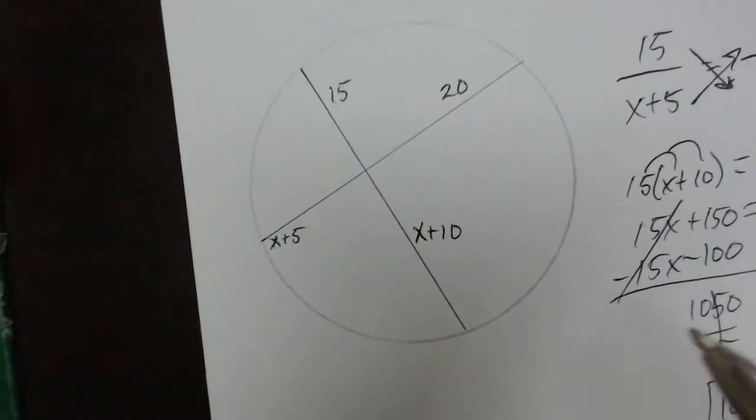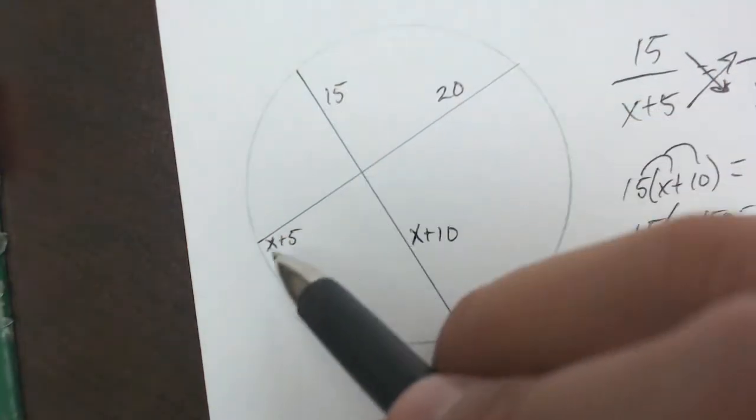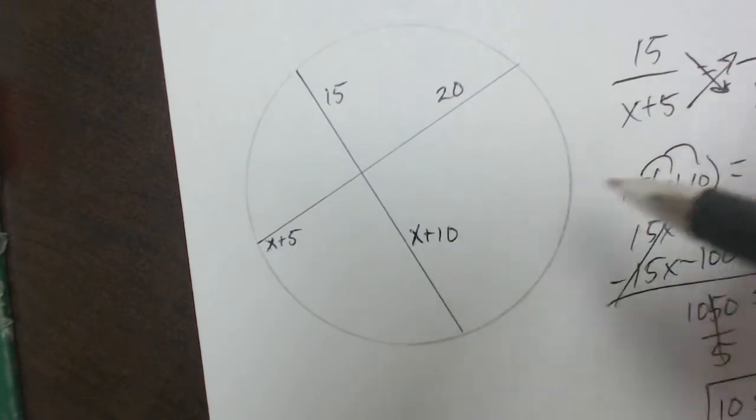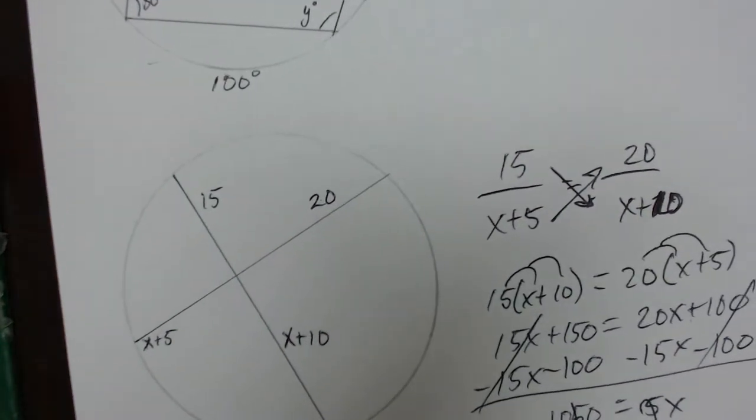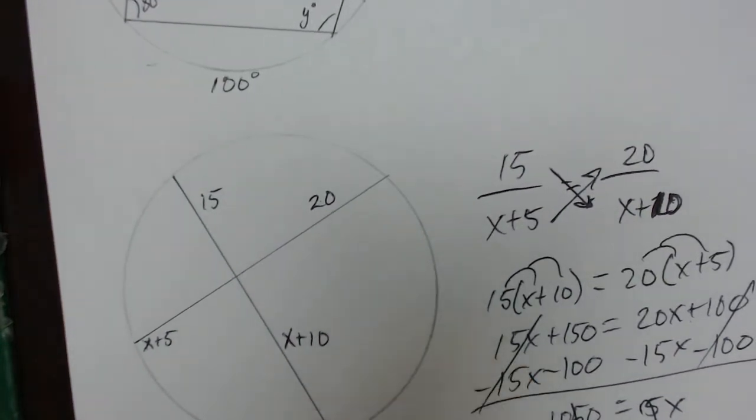So again, it's just a proportion. Take the left over the left equals the right over the right, and then cross multiply to solve. Really simple. Next, we're going to go into complete the square.